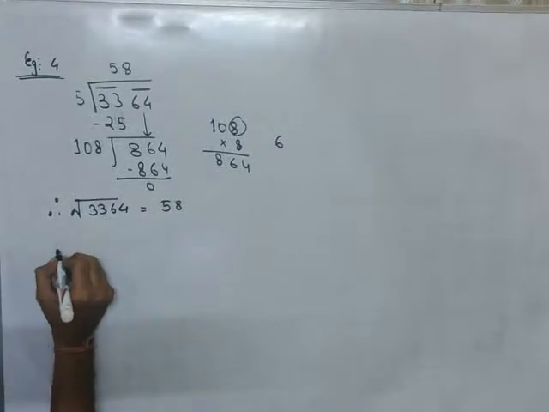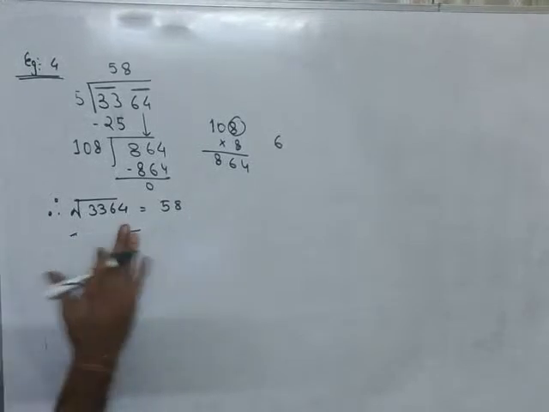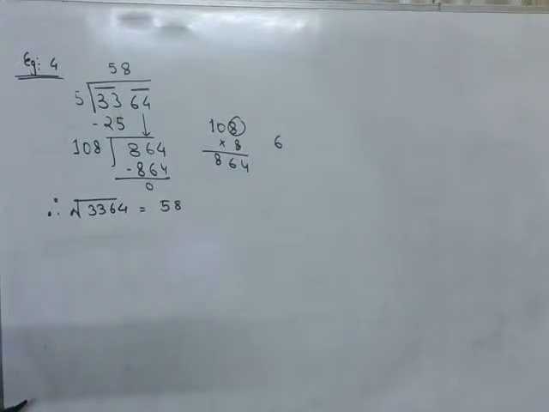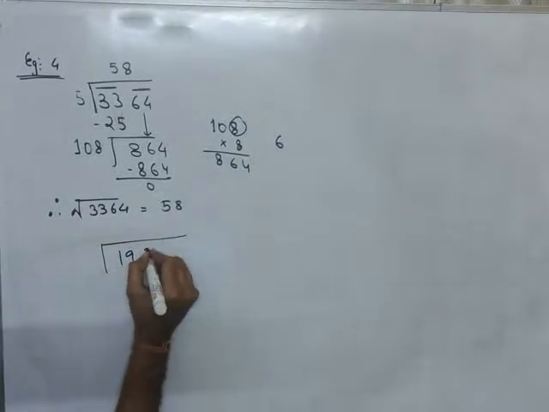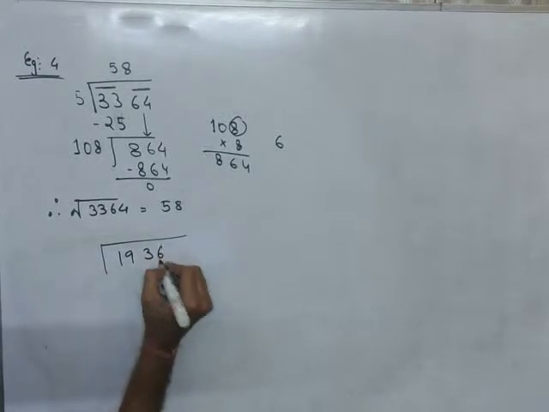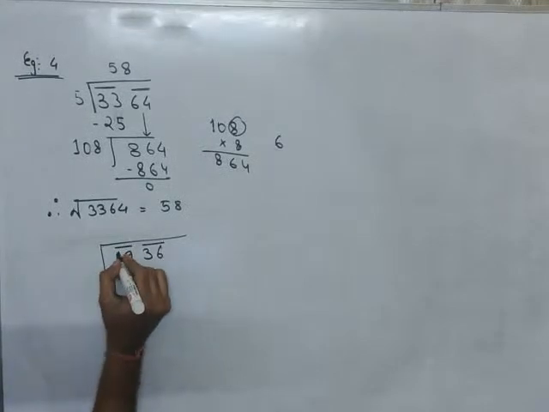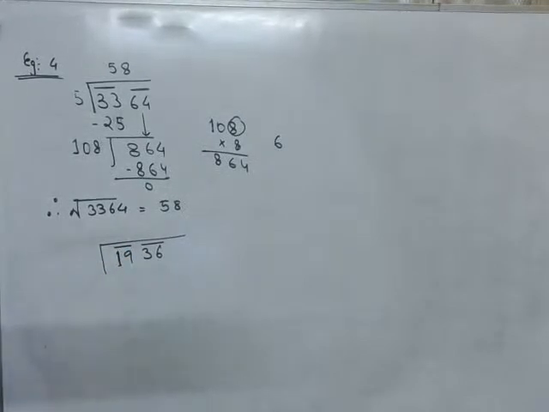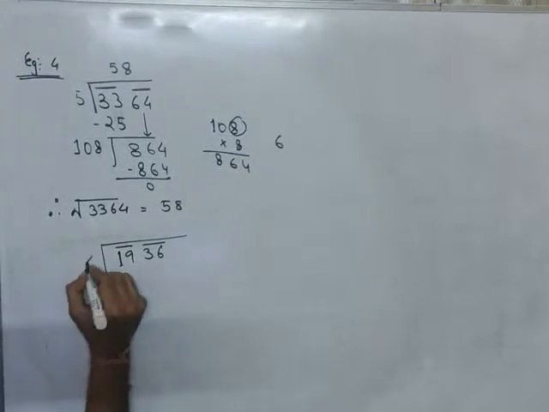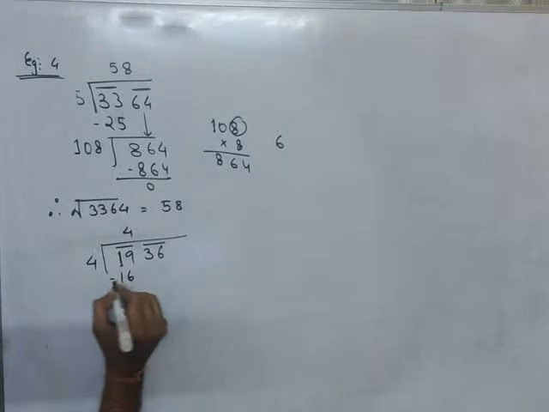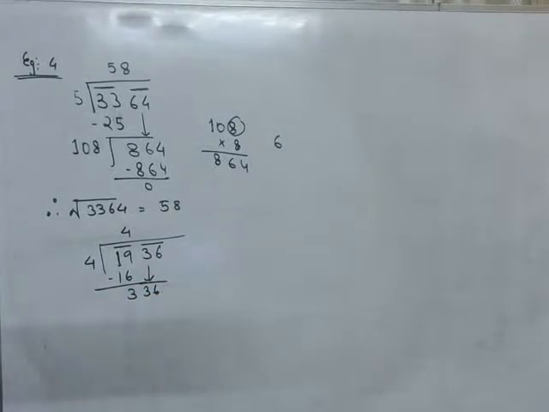Now one more number is there, 1936. Let us find the square root of that also. 36 will form a pair and 19 will form a pair. So 4 into 4 is 16, 5 into 5 is 25. So I have to take 4 into 4, 16, remains 3, and 36 comes down.